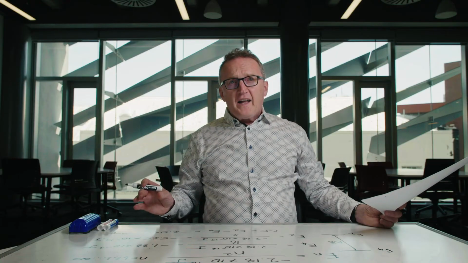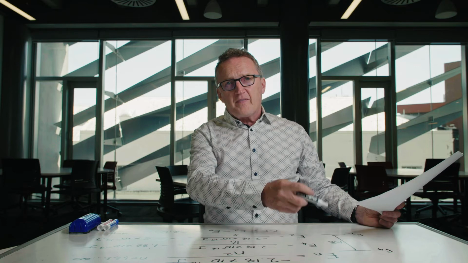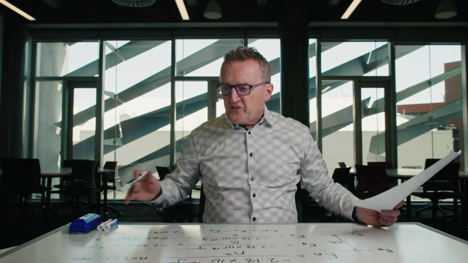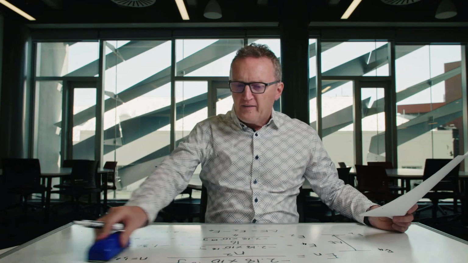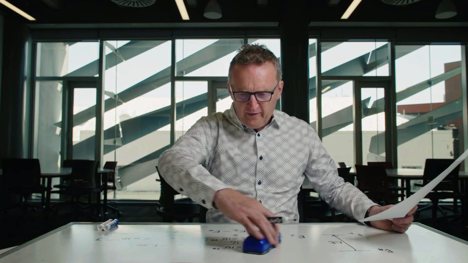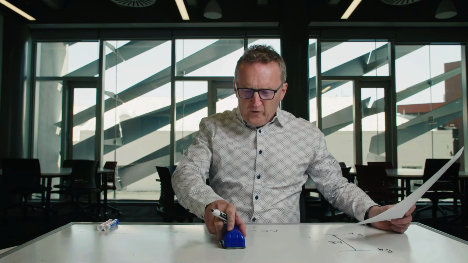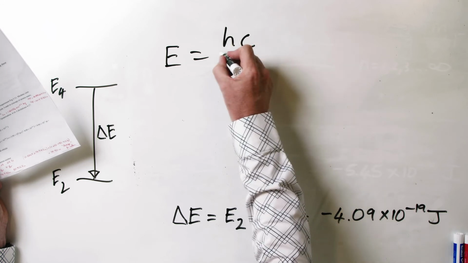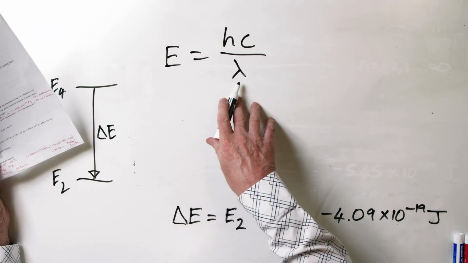Okay, so we are nearly there. We've calculated that energy difference. That's the first part of the problem solved. And now the second part, remember, we're asked, what is the wavelength? Okay, what's the wavelength of that photon that gets kicked out? Well, in order to do that, we're going to use the other equation. So E is equal to hc over lambda.